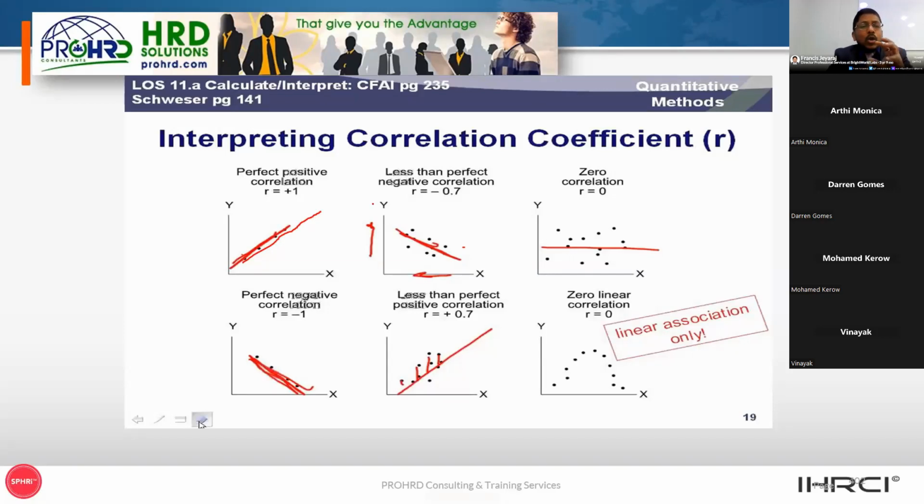From the clusters, you may see some pattern of formation. If it is forming in this direction, then it's a positive correlation. If it is forming backward, it's called negative correlation. If there is random clustering here and there with no pattern, then it is zero correlation. If it is all together, it's called perfect negative correlation. It's less than perfect positive correlation when the data is randomly here and there. And if you get a data pattern like this, it's zero linear correlation.